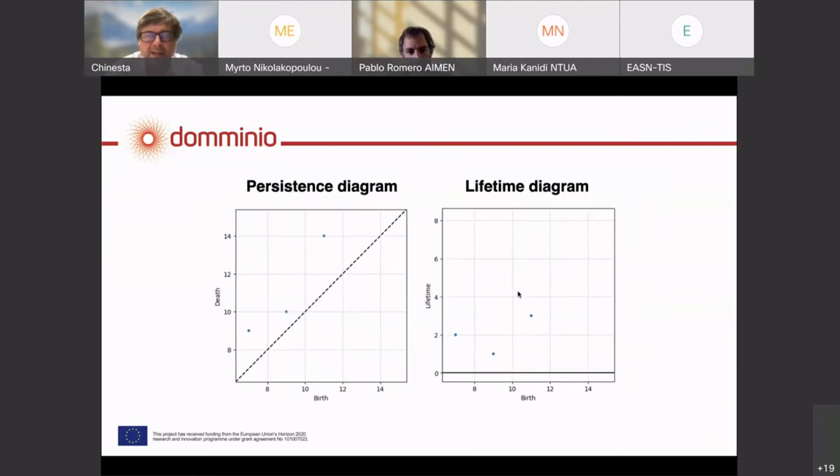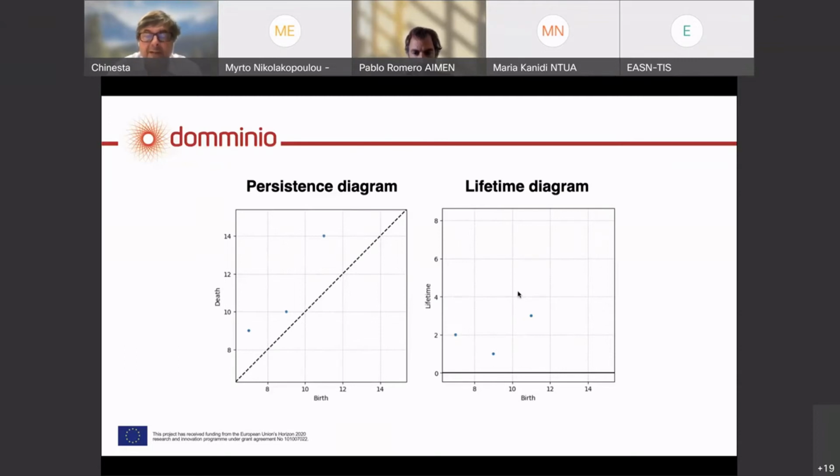As soon as we have the persistence diagram, we can move to something that is called the lifetime diagram, in which, more than speaking about birth and death, min and max, we are speaking about min and the lifetime. The lifetime is the difference between the max and the min. That is the distance of the blue dots on the left to the diagonal of the square. And you have the 7, 2, the 9, 1, and the 11, 3, that are exactly the 3 points on the left and the distances to the diagonal.